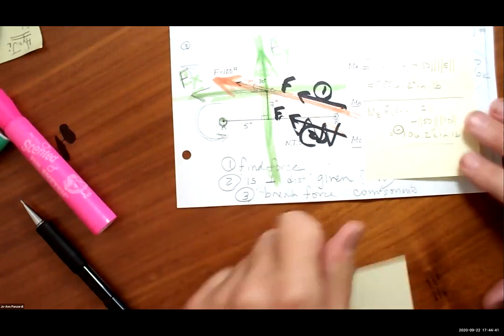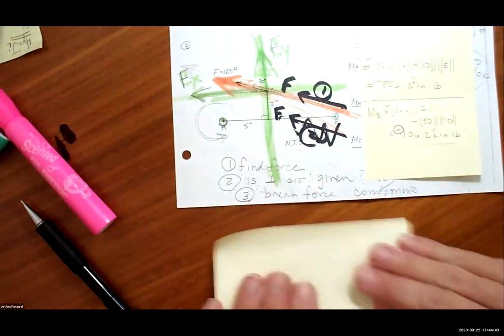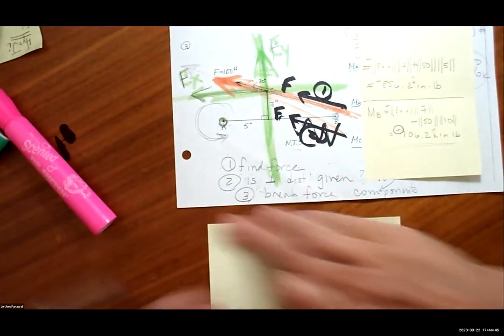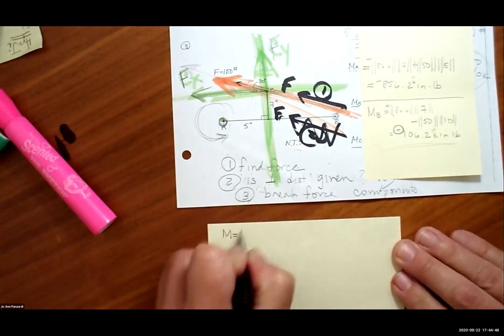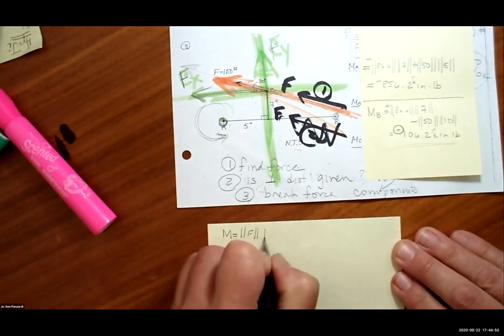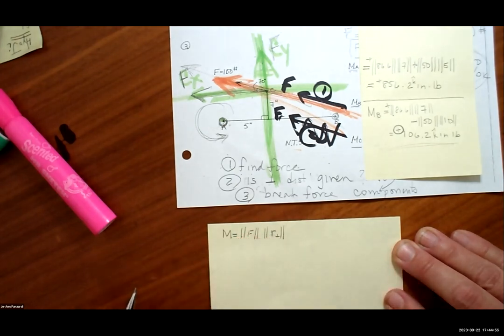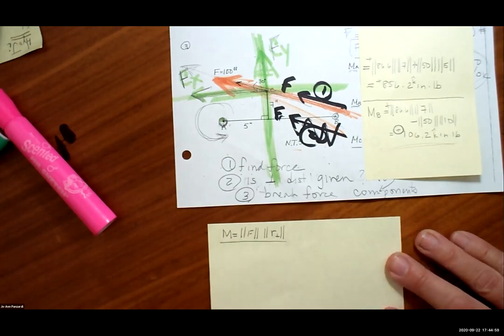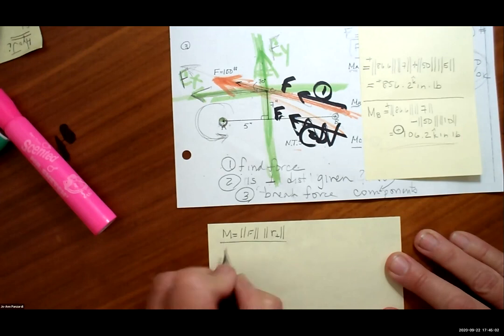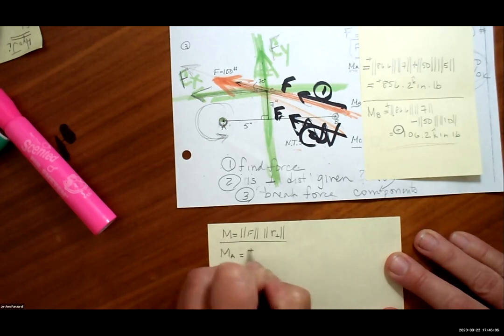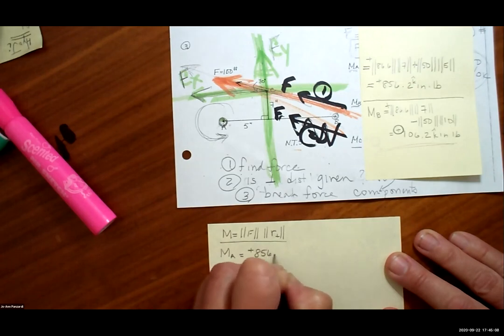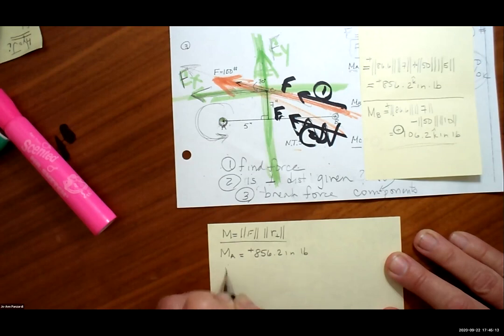You can still see the problem, right? We know the moment is equal to the absolute value of the force times the absolute value of the perpendicular distance. We got a moment about A equal to positive 856.2 inch-pound. What is that perpendicular distance?